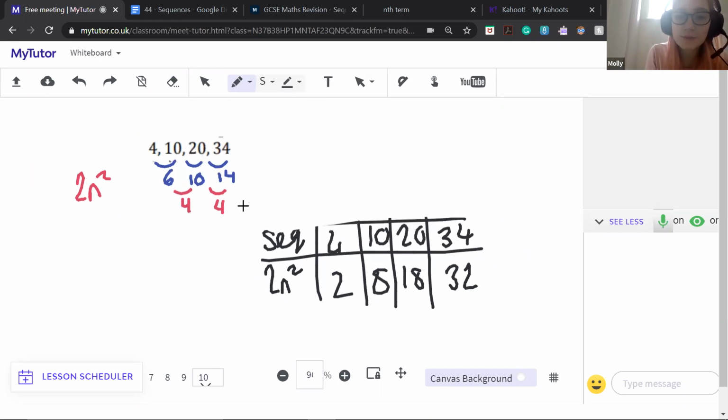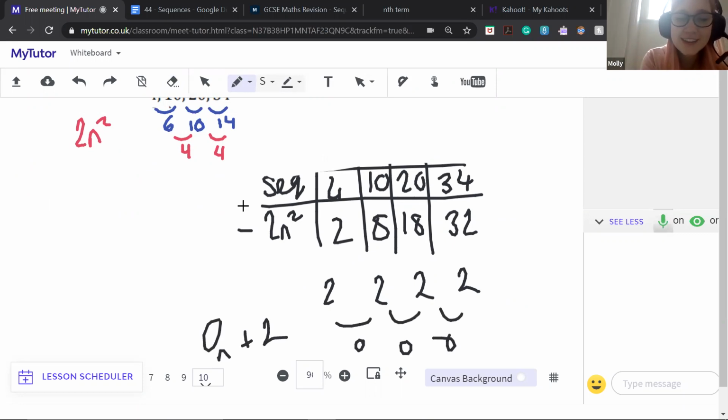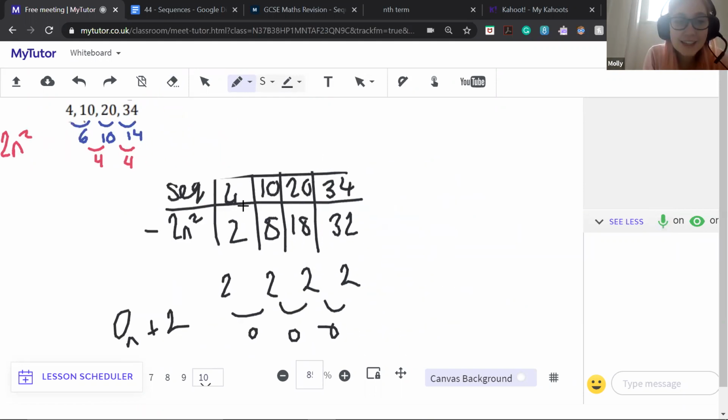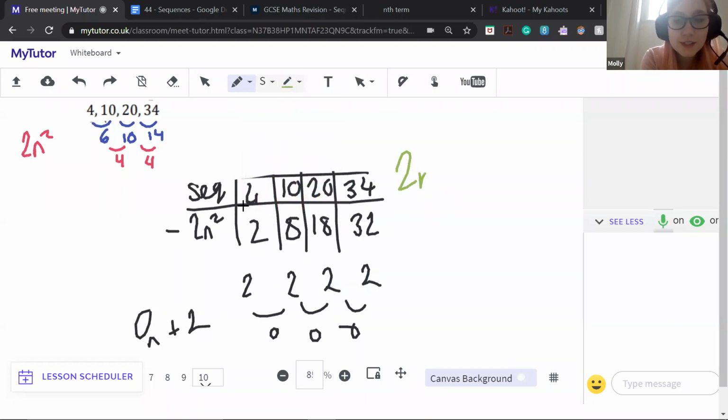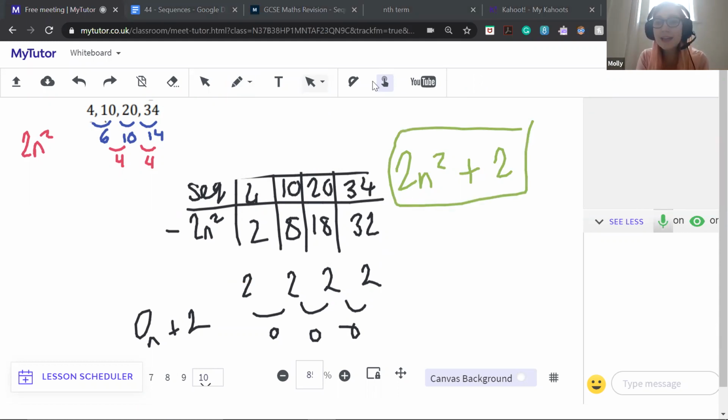and then do our subtraction. Now, see, our subtraction gives us 4 minus 2 is 2, 10 minus 8 is 2, 20 minus 18 is 2, 34 minus 32 is 2. When they're all the same, if you think about it, the common difference is 0, so it's 0n plus 2. So this is just 2n squared plus 2. Because the nth term for this sequence is just 2. Because it doesn't matter what the value of n is. The millionth term is 2. The 10th term is 2.